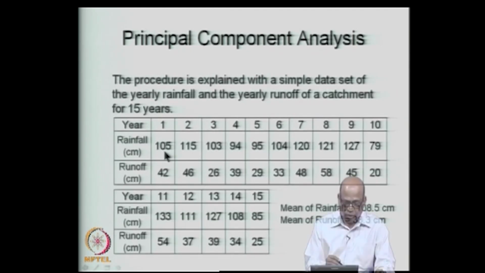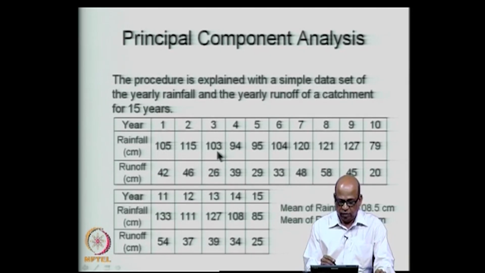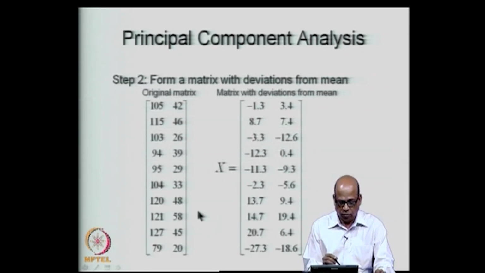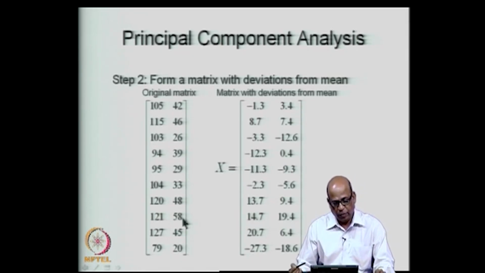First you look at this data: 105, 115, 103, 94 etcetera, it goes on up to 85. Similarly, for runoff it starts with 42, 46 and so on. So, this is the original matrix of data. p is 2, this is rainfall, this is runoff, and n is 15. There are 15 observations available for each of the two variables.